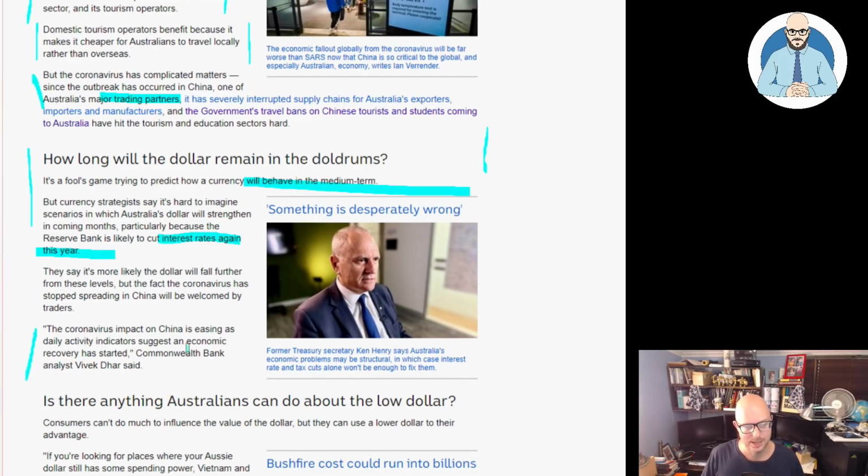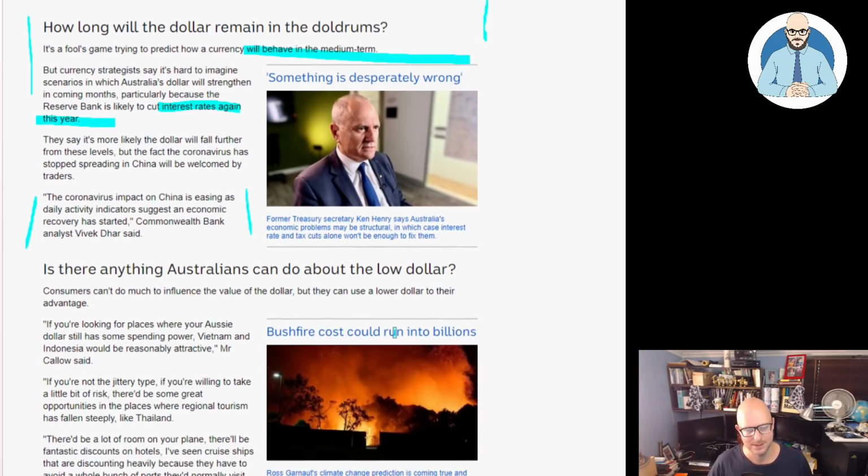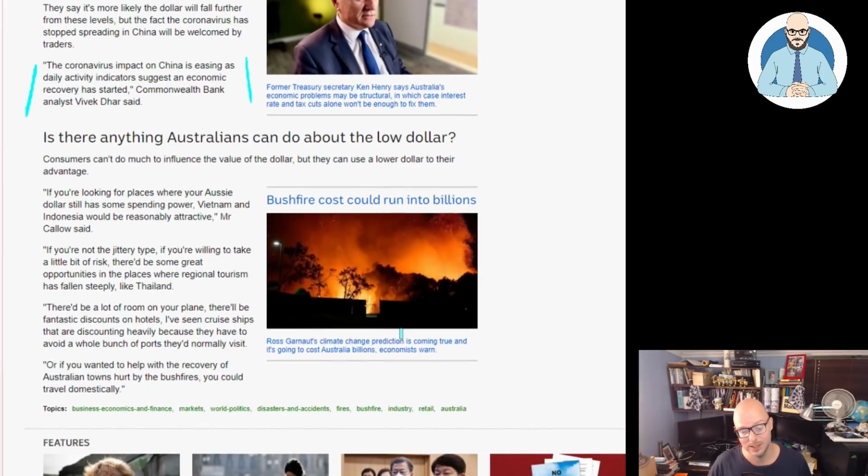The coronavirus impact on China is easing as daily activity indicators suggest an economic recovery has started, the Commonwealth Bank analyst Vivek Dar says. But do we trust China? And will businesses realize they shouldn't be so dependent on one source or one destination? Will Australia learn from this? Or is it just beginning? I frankly don't trust any figures that are coming out of China, but we'll have to see. Is there anything Australians can do about the low dollar?